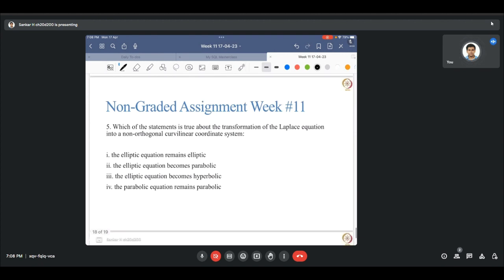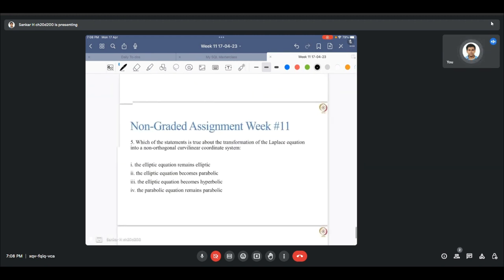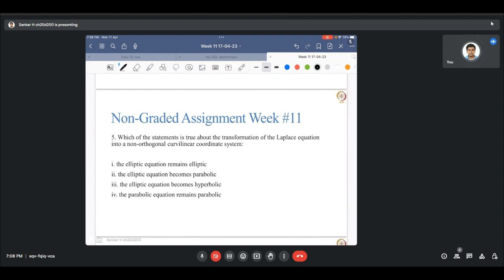Okay, moving on to question number 5, which should be our last question for today. Which of the following statements is true about the transformation of the Laplace equation given by, let's say, ∂²T/∂x² + ∂²T/∂y² = some constant, into a non-orthogonal curvilinear coordinate system. The elliptic equation remains elliptic, the elliptic equation becomes parabolic, the elliptic equation becomes hyperbolic, and the parabolic equation remains parabolic.